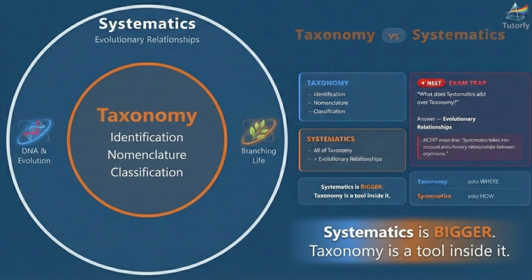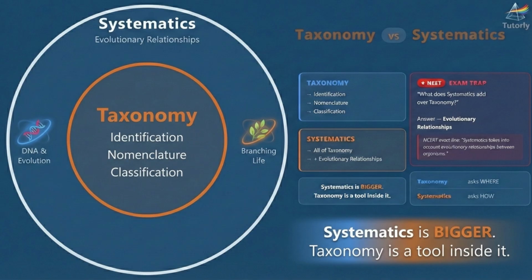Now the most important distinction in this entire chapter: taxonomy versus systematics. Taxonomy is the science of identification, nomenclature, and classification. It answers the question, what is this organism and where does it belong? Systematics is broader. The word comes from the Latin word systema, meaning systematic arrangement of organisms. Linnaeus used it as the title of his famous book, Systema Naturae.